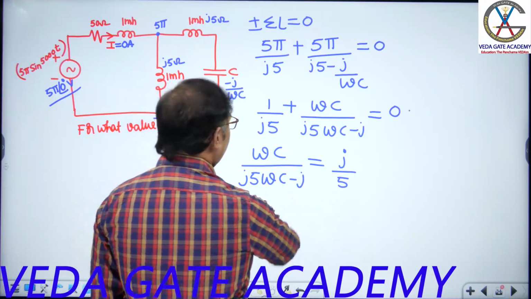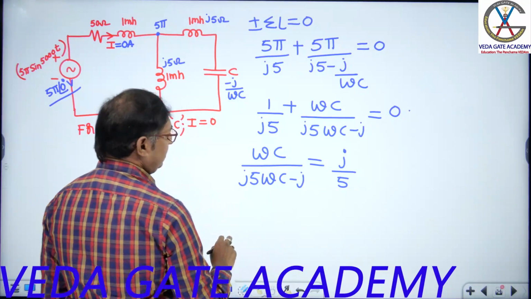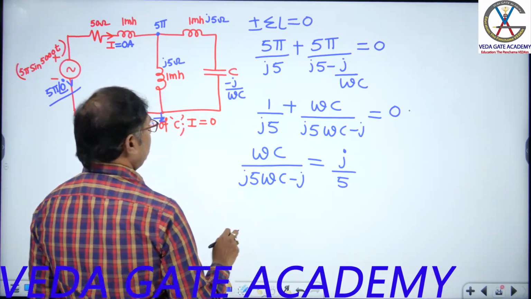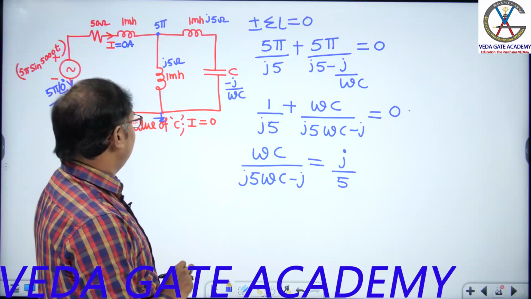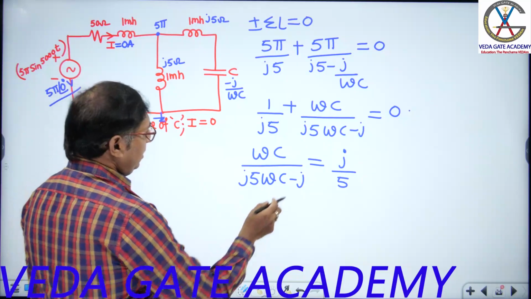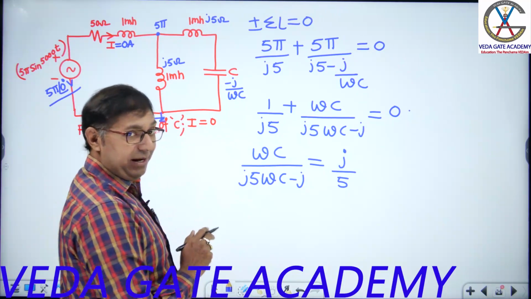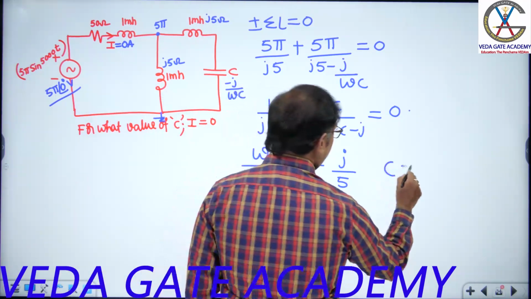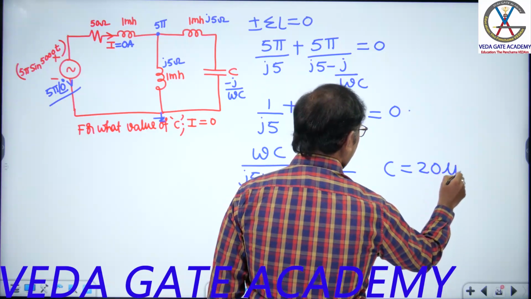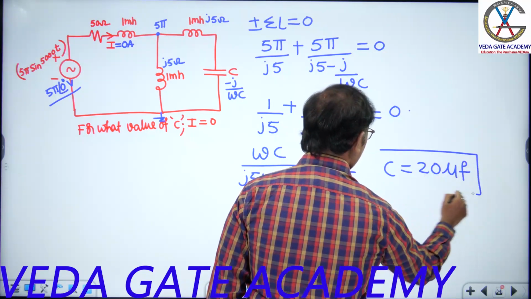Now, let's go with the cross multiplication, dears. Let's go with the cross multiplication and easily we can get the value of C. Do this calculation on your own if possible. C value we get as 20 microfarads, dear. C value we get as 20 microfarads.